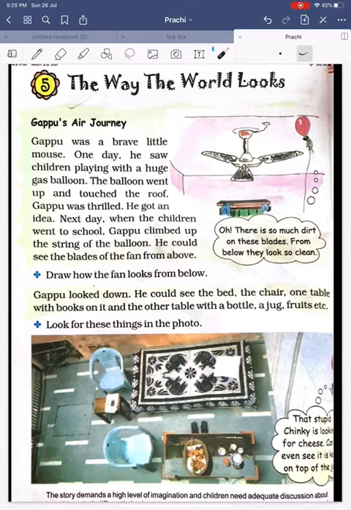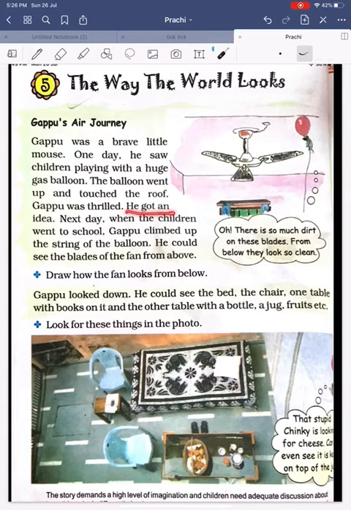Gas balloon is different from a normal balloon. If we blow the balloon, वो क्या होता है? It doesn't rise up high, है ना? But gas balloon क्या होते हैं? वो हवा में ऊपर ऊपर उड़ते जाते हैं गैस की वजह से. The balloon went up and touched the roof. Gappu was thrilled because for the first time he was seeing a balloon, so he was very thrilled, very excited.